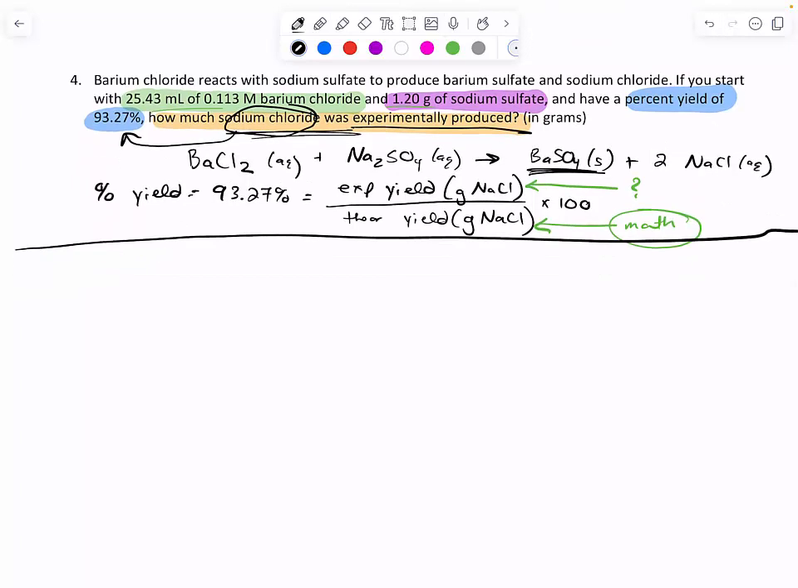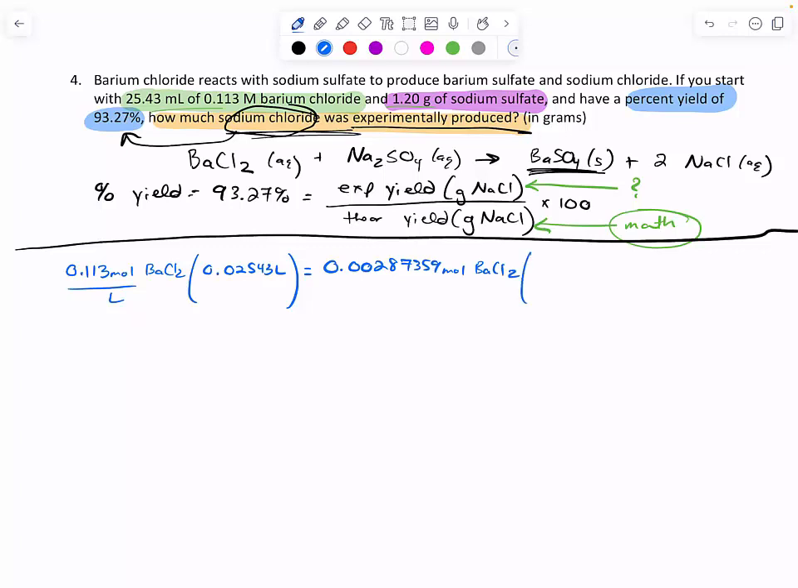All right, so start like you do every other problem. See what you can convert to moles. So we have 0.113 moles of barium chloride per liter. Remember, that's molarity times our volume, 0.2543 liters. And then from there, let's convert that. So that's going to give us 0.00287359. Just give me a whole bunch of digits here. Barium chloride. I need to turn that into sodium chloride.